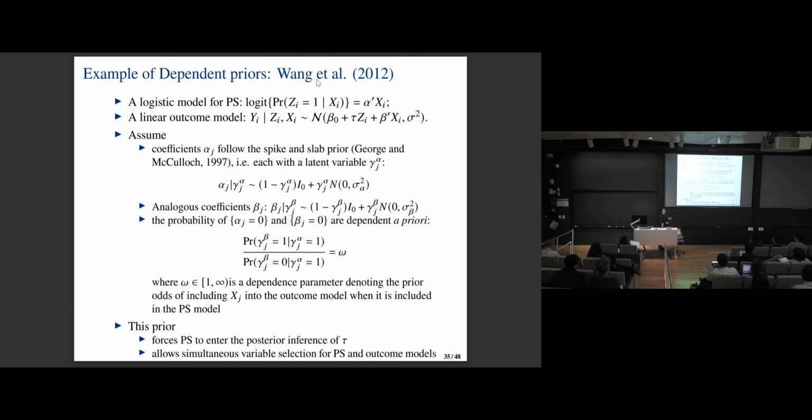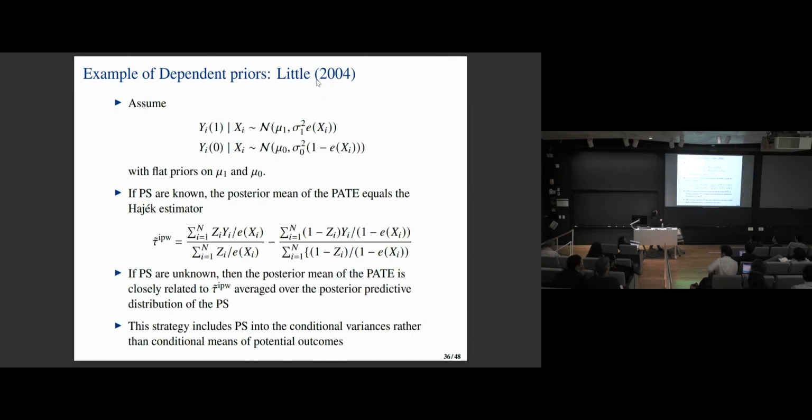nobody uses this because it's complicated. You have to tailor-make it almost for any problem you have, and people like simple. So this prior essentially forces the propensity score to enter the posterior inference for the average treatment effect. So this is a nice idea. And then there's another idea, also by Little, 2004.